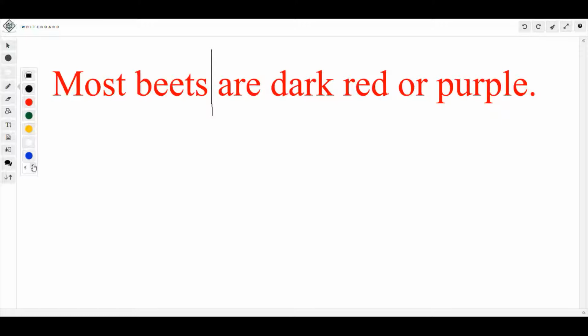Remember that? Okay, so now after we've done that, it says it wants you to diagram it. So it gives you a line where you can do it. What are we going to put on this side? Are. You're going to put your simple predicate, which is the verb. Who or what are beets?